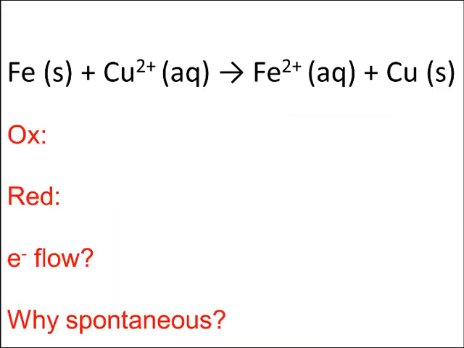Now for this, give the oxidation half reaction, the reduction half reaction, and show the electron flow. Are the electrons going to the iron, away from the iron, to the copper ions? What's happening there? And why is this reaction spontaneous, whereas the one with copper chloride changing into copper atoms and chlorine molecules was not spontaneous? What makes this one spontaneous?